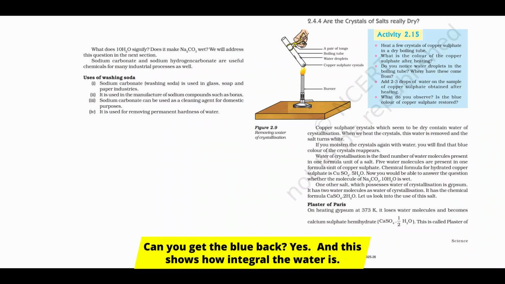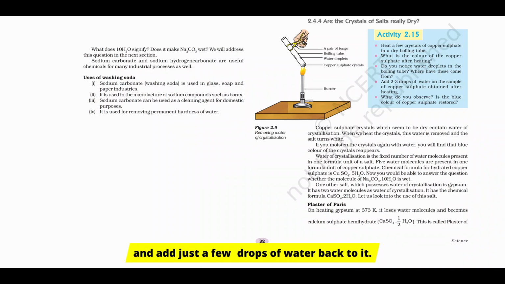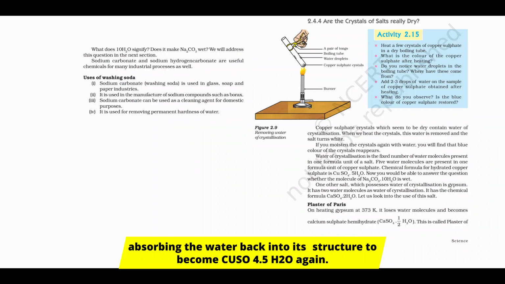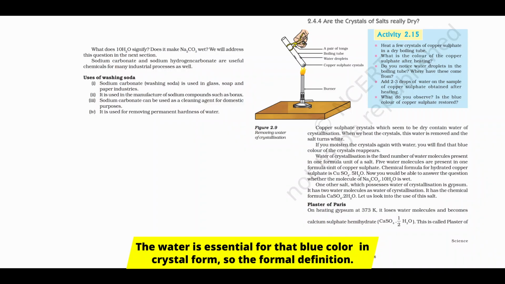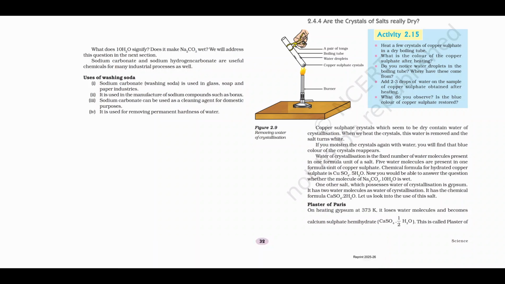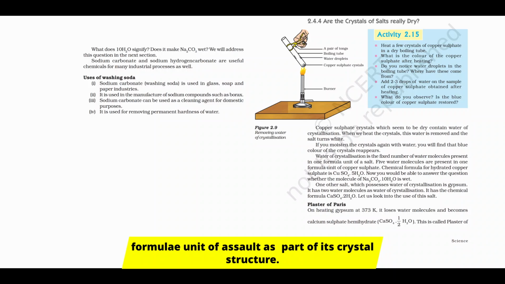Yes, and this shows how integral the water is. If you take that white anhydrous powder and add just a few drops of water back to it, the blue color comes back instantly. The blue color is restored as the anhydrous salt rehydrates, absorbing the water back into its structure to become CuSO4.5H2O again. The water is essential for that blue color in crystal form. So, the formal definition: water of crystallization is the fixed number of water molecules present in one formula unit of a salt as part of its crystal structure.